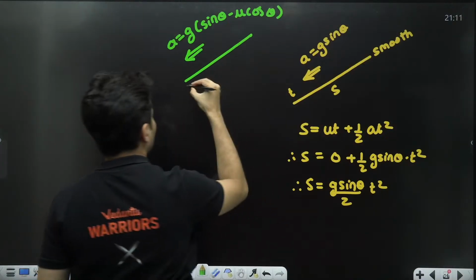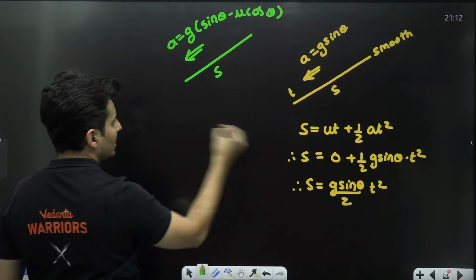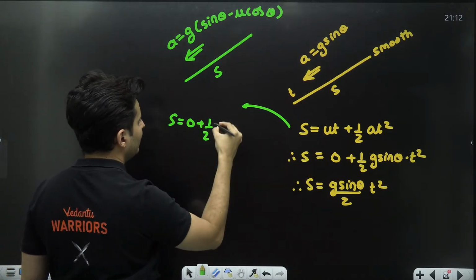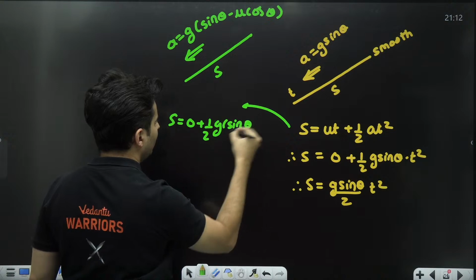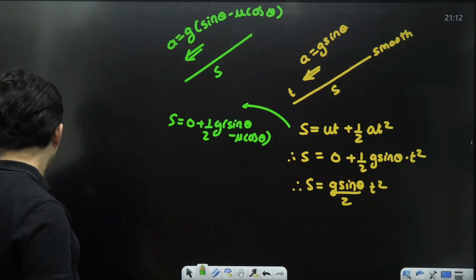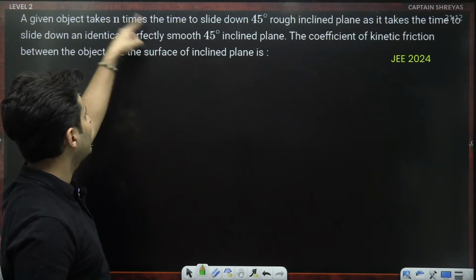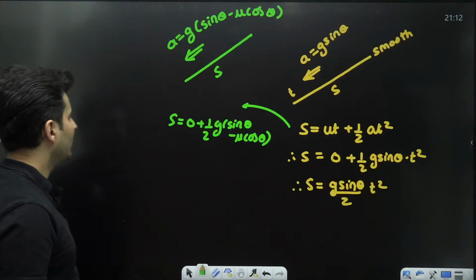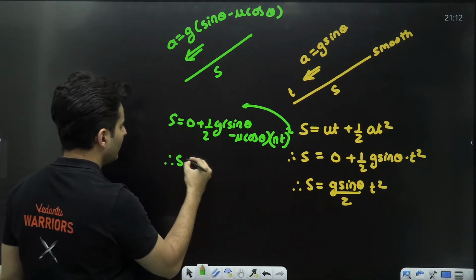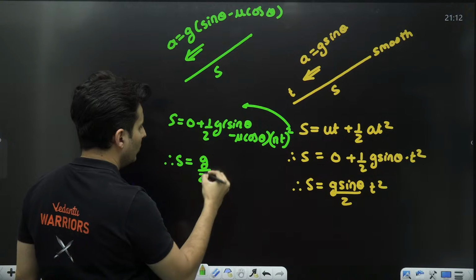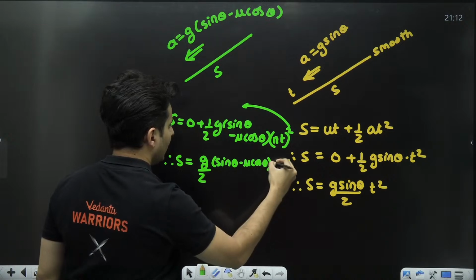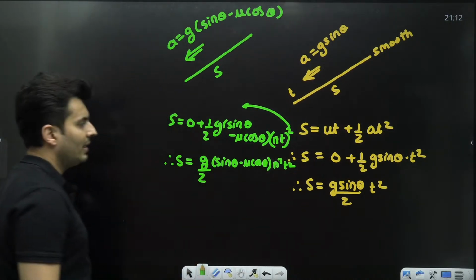So with this approach, using again kinematic equations, I will get S is equal to 0 plus half into acceleration being g sine theta minus mu cos theta. But the time taken won't be t, it will take longer time, because it is clearly mentioned it takes n times more time to slide down on the rough surface. So it will be nt whole square. Therefore, our displacement will be g by 2, and then you have sine theta minus mu cos theta, and you have n square t square.